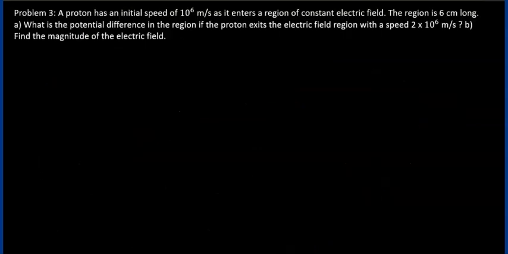Problem 3. A proton has an initial speed of 10 to the power 6 meters per second as it enters a region of constant electric field. The region is 6 cm long. What is the potential difference in the region if the proton exits the electric field region with a speed of 2 times 10 to the power 6 meters per second? And also find the magnitude of that constant electric field.